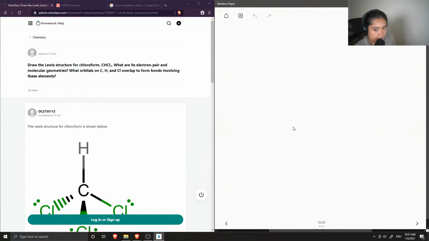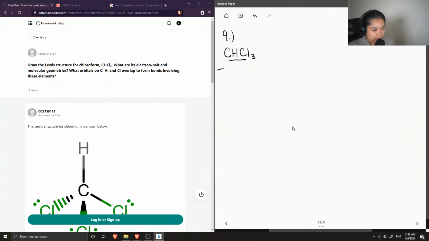Okay, so question number 9 is to draw the Lewis structure for chloroform, CHCl3. What are its electron pair and molecular geometries? What orbitals on carbon, hydrogen, and chlorine overlap to form bonds involving these elements? So we have chloroform, CHCl3.